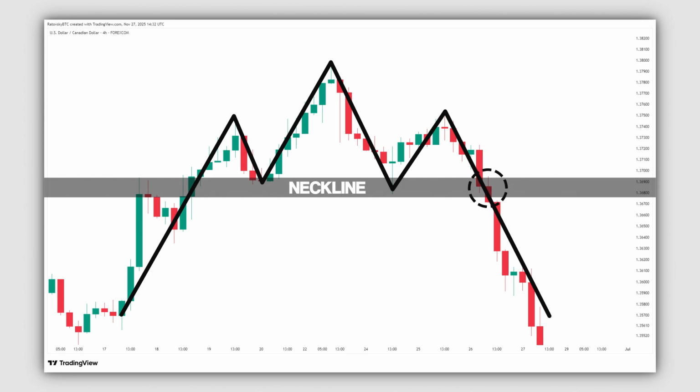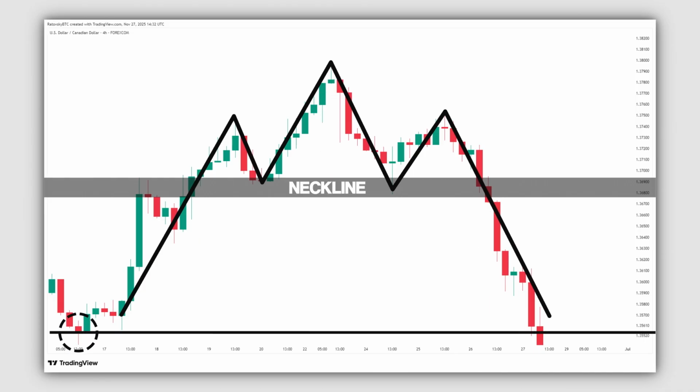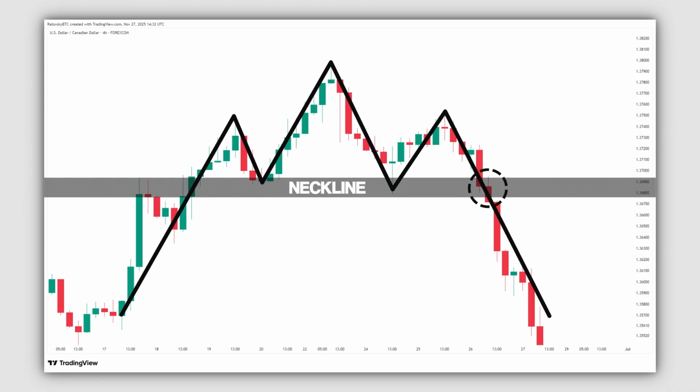To trade it, enter after the neckline break, ideally on a retest. Place your stop loss above the right shoulder and target the distance from the head down to the neckline or the next demand zone. Always wait for the neckline break. Without it, the reversal is not confirmed.